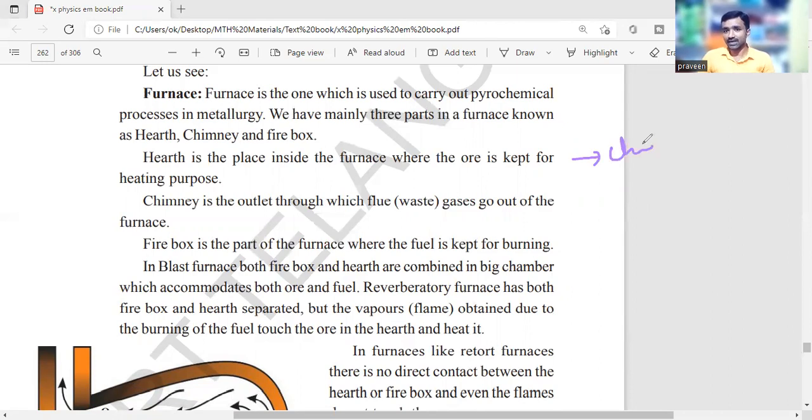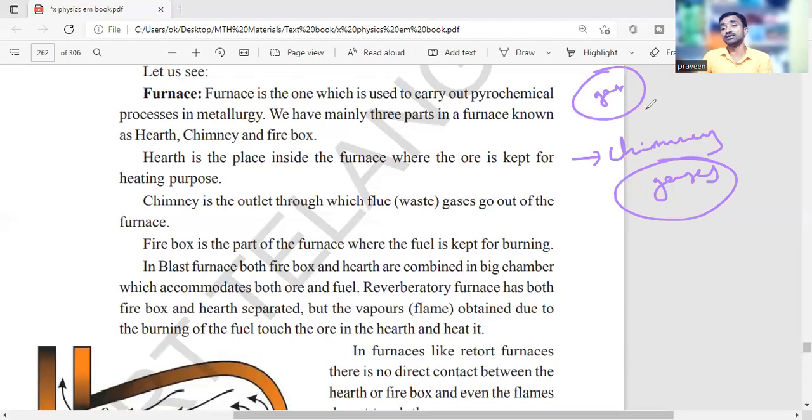So the chimney is simply the outlet for what? Gases. In the pyrochemical process, you are producing gases. For example, in the smelting, we observed carbon dioxide. In the roasting process, sulfur dioxide is released through this chimney outlet, right? So floating particles and the gases are allowed to escape from this chimney.